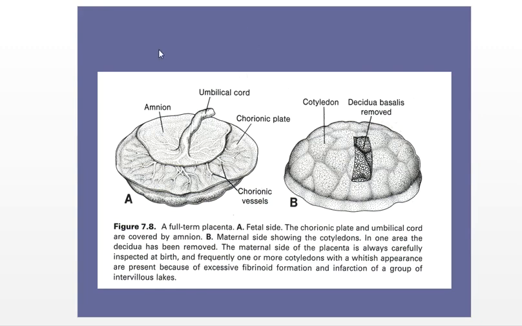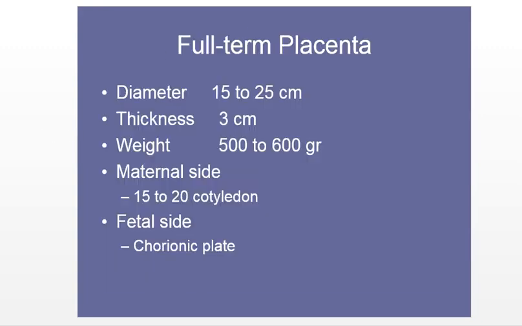Okay, the full-term placenta is discoid with a diameter of about 15 to 25 centimeters, approximately 3 centimeters thick, and weighs about 500 to 600 grams. At birth it is torn from the uterine wall, and approximately 30 minutes after birth of the child it is expelled from the uterine cavity as the afterbirth.